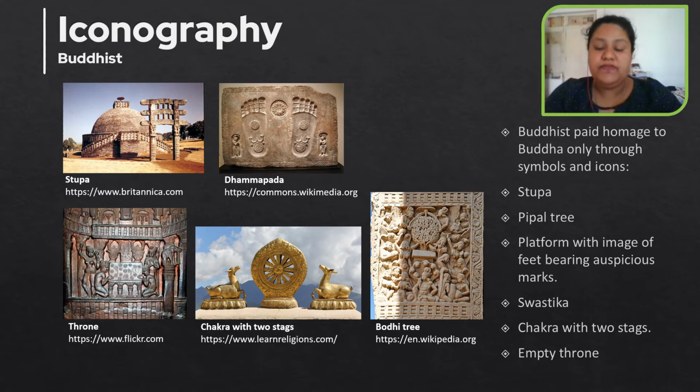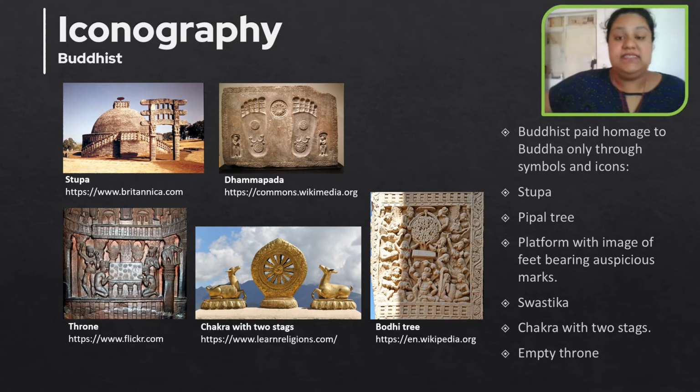So some of the symbols and icons are stupas, the peepal tree or the bodhi tree under which the Buddha got his enlightenment. Then a platform with an image of feet bearing auspicious marks, often called a Dhammapada. Then swastika. Then the chakra with two stags, since Buddha gave his first sermon in a deer park at Sarnath, Uttar Pradesh. That is the reason two stags or deers are depicted with the Dharma Chakra.